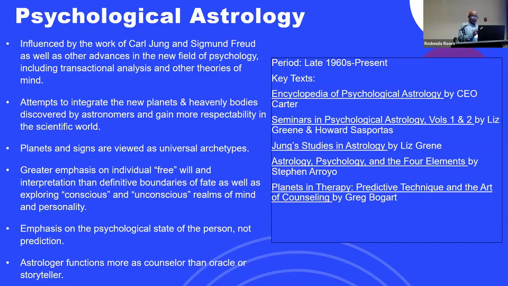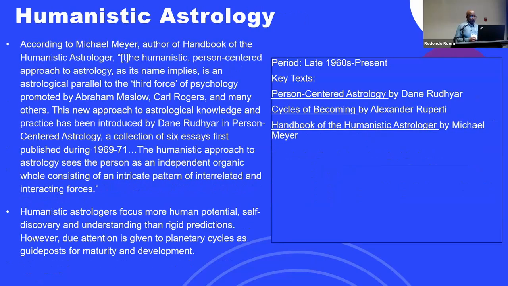These are some of the books. Now, I'll just say this. Anything by Liz Green pretty much qualifies as psychological astrology. But there are other astrologers who I want you to take note of, including Greg Bogart, and Stephen Arroyo, even though Stephen dances a line between what we might dub evolutionary astrology and psychological astrology. I'm going to read just a little bit of this about humanistic astrology.